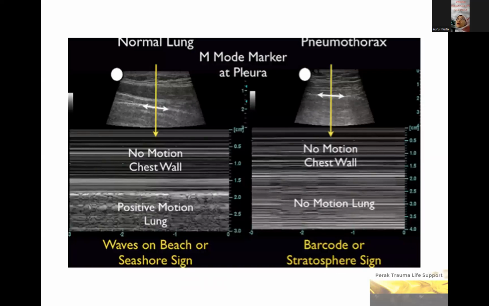So these are the ultrasound findings to show you how to differentiate between normal lung and pneumothorax. For the normal lung, the sliding sign will be present, while in pneumothorax, there is no sliding sign. And when you put the M-mode marker at the region where there is no sliding sign, for pneumothorax you will see the barcode or stratosphere sign. However, in normal lung, you will see the seashore sign. Other signs that you have to look for in M-mode are lung point and also lung pulse. That can help you to diagnose the pneumothorax as well.